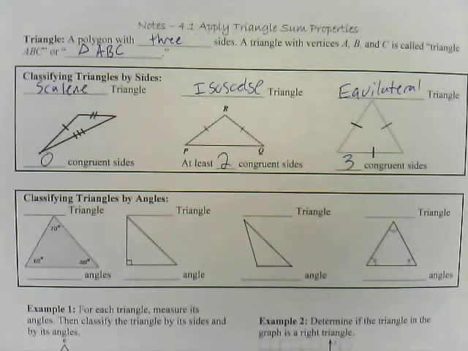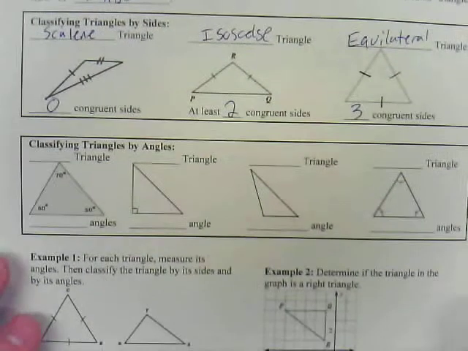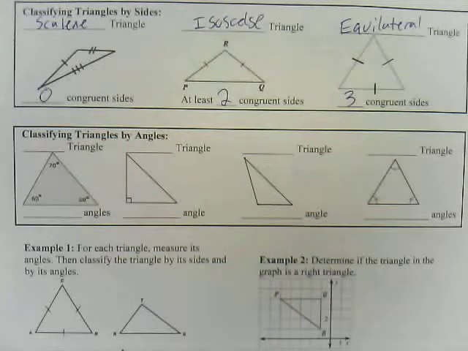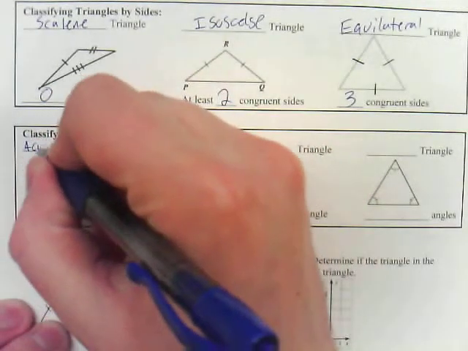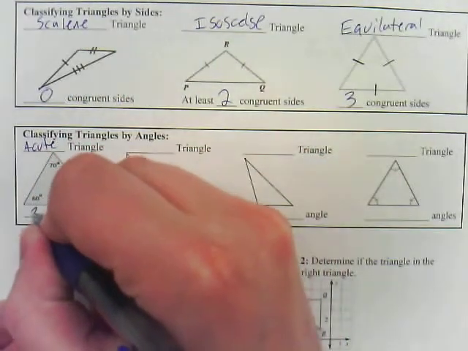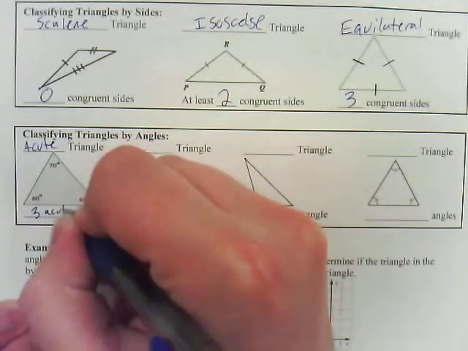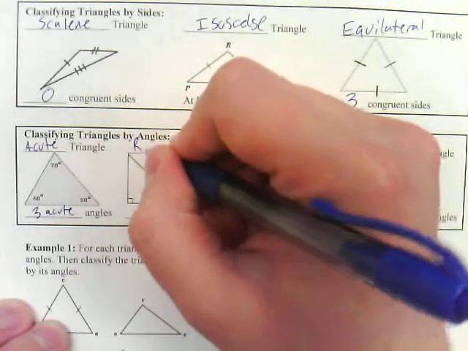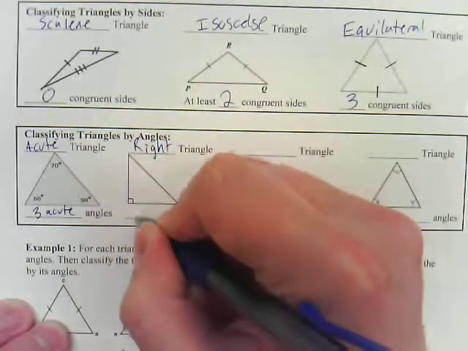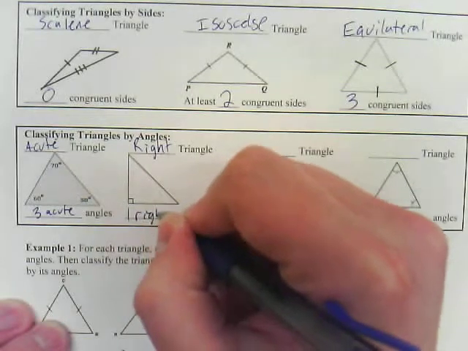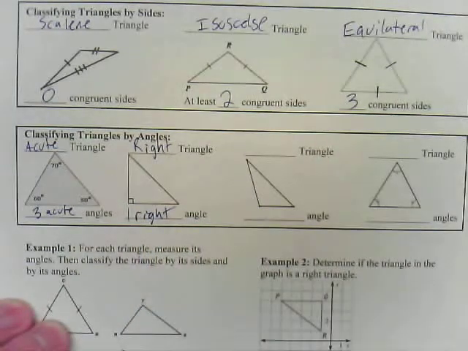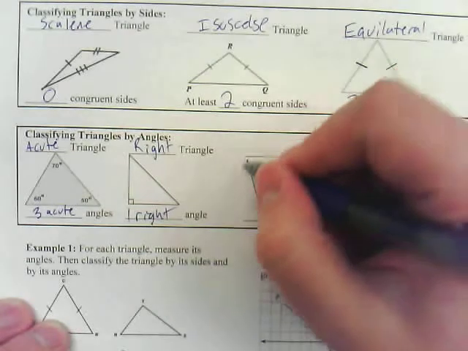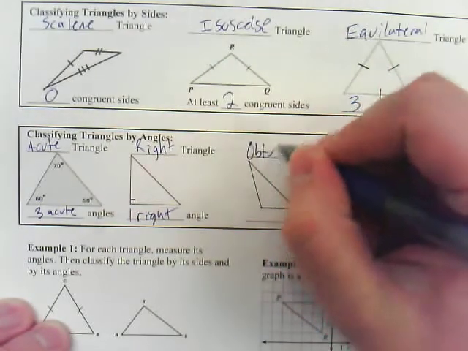Alright, then we can look at angles. So if all three angles in a triangle are acute, and that means they're all less than 90 degrees, we call that an acute triangle. If we have one right angle in the triangle, we call it a right triangle. And if there's an obtuse angle in the triangle, we call it an obtuse triangle.